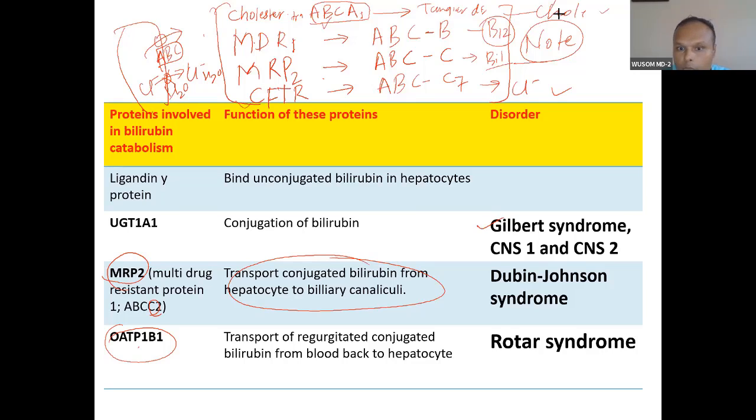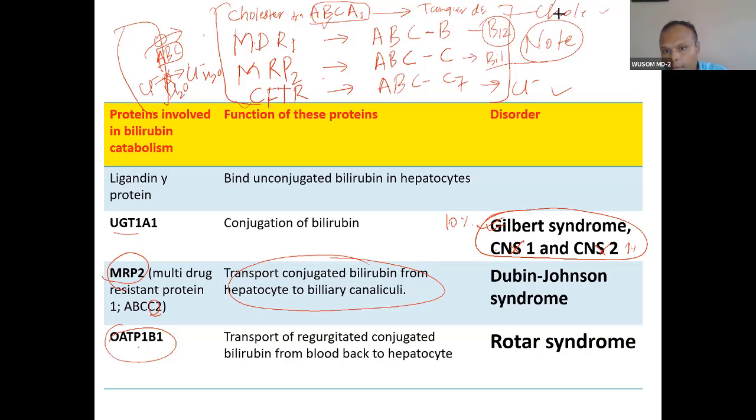So UGT1A1 deficiency, the enzyme deficiency that causes conjugation deficiency, will lead to two groups of disorder, Gilbert syndrome and Crigler-Najjar syndrome. And this is actually the level of deficiency. If completely deficient, it will cause Crigler-Najjar syndrome 1. And if there is residual activity, a little bit of activity, that is not sufficient. So maybe 1% of activity is there, it is called Crigler-Najjar syndrome 2. If there is 10% of activity, it is called Gilbert.